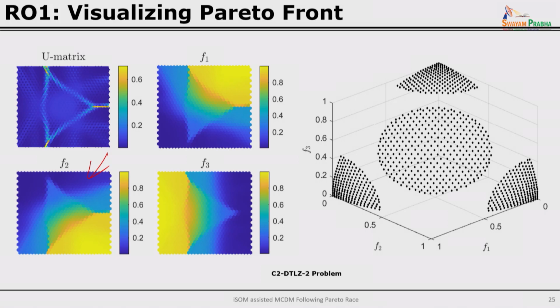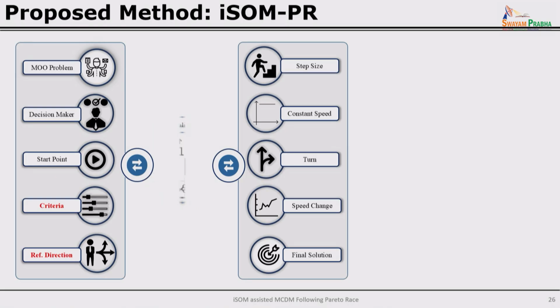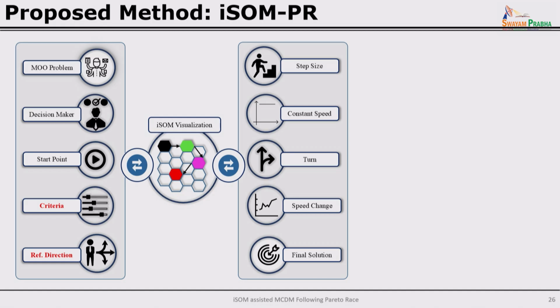So the question comes, f1, f2, f3, I can see the same thing over here. But the good part is that when there is a high number of objective functions, it will be very difficult to visualize in a scatter plot. There we can show how the self-organizing map can help a decision maker. So what we proposed is to use the self-organizing map for visualizing the Pareto race and its features, with a few modifications that I skipped.